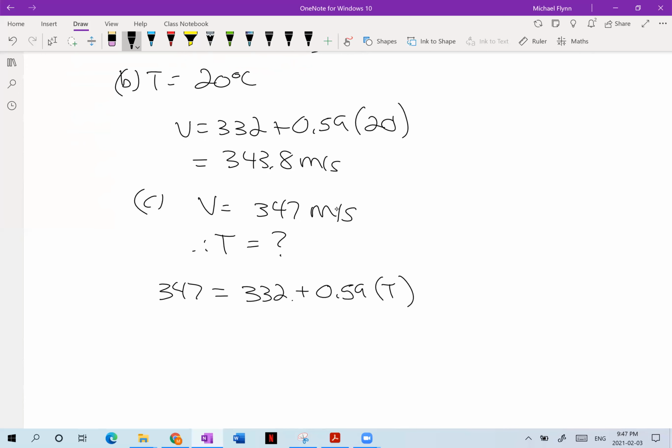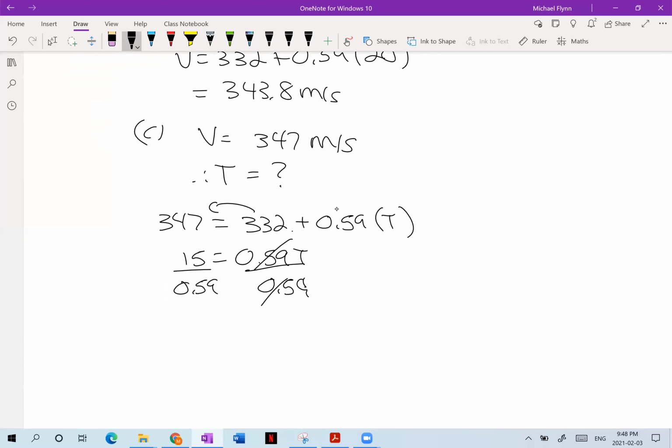So use reverse BEDMAS. First, subtract the 332. You bring that to the other side. So 347 minus 332 is, I'm being lazy, that's 15, equals 0.59 T. Now divide both sides by 0.59 to isolate T. This is the genius algebra skills that you totally understand, right? I get T equals 25.4 degrees Celsius. Wonderful. That's a bit warm in these parts in the winter, but there you have it. Okay, that's how you do it.